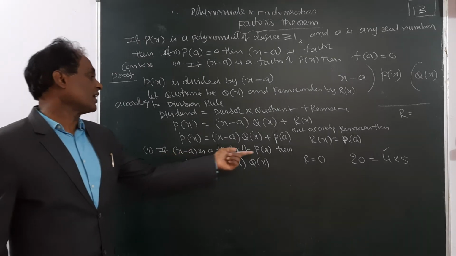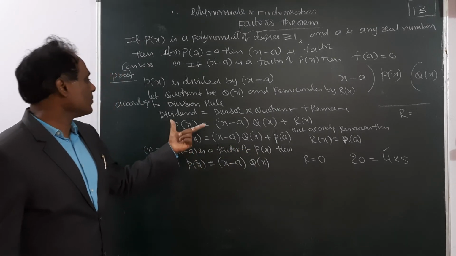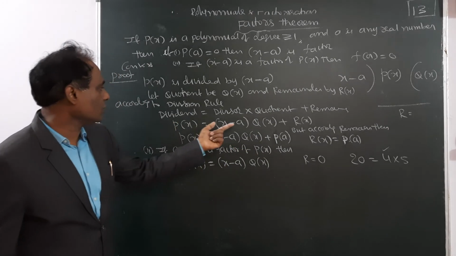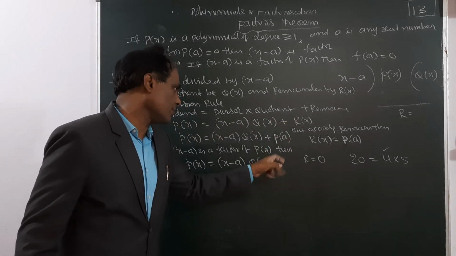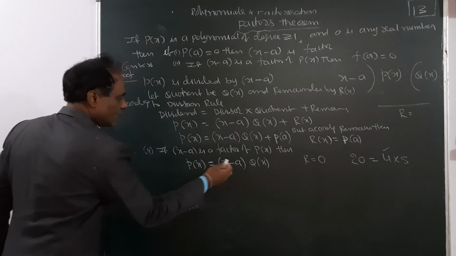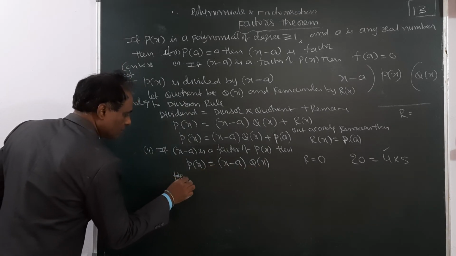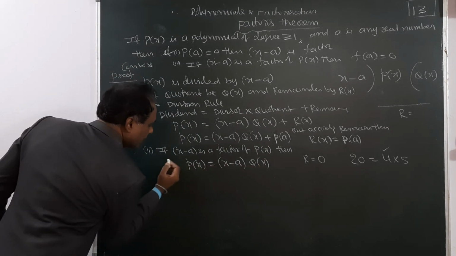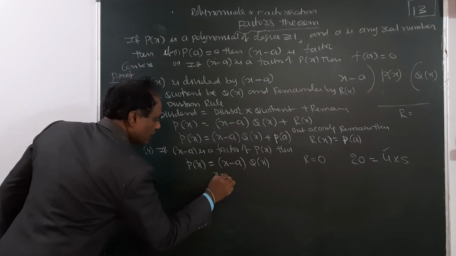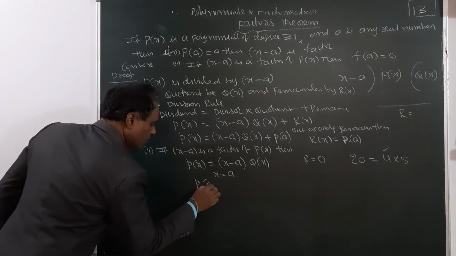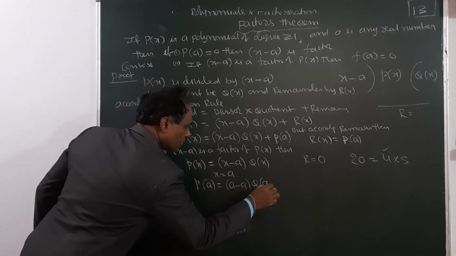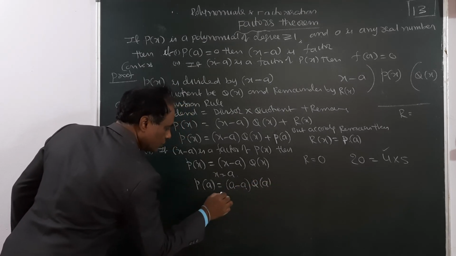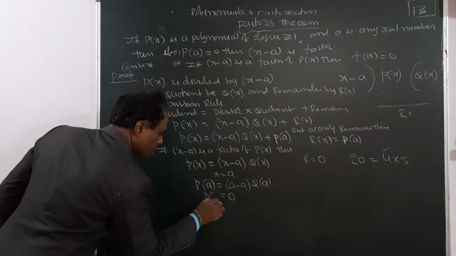x minus a is a factor of p of x means the same division formula, p of x is equal to x minus a into q of x, because it is a factor, the remainder will be 0. I am not writing the remainder. So it is very clear that, say take x is equal to a. P of a is equal to a minus a into q of a. So this is a minus a, 0, into this is 0. So p of a is equal to 0.